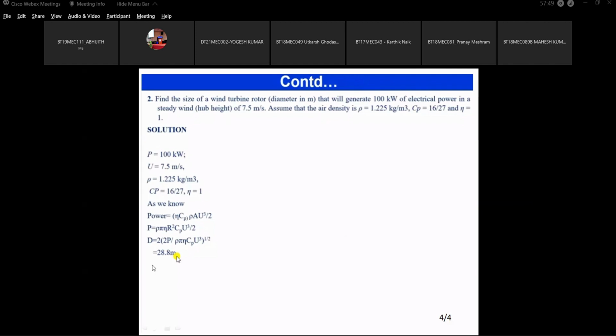Mostly students get the value 28.84 meter. So approximately 28.8.